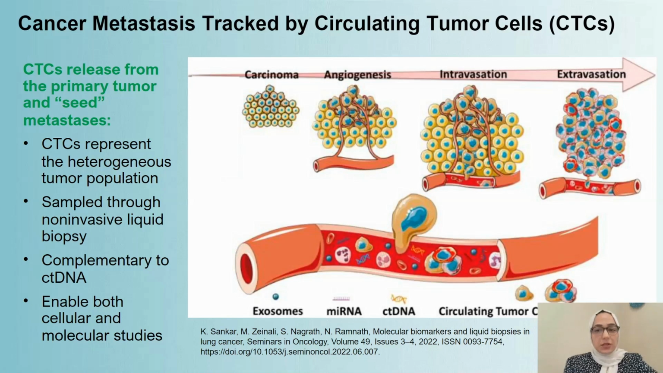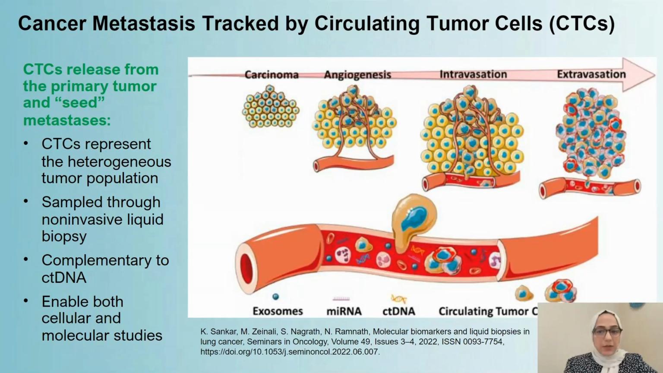Cancer metastases represent the spread of tumor from a primary site to distant locations. During this process, cells intravasate from the primary tumor, enter the blood circulation, and then extravasate to form secondary tumors, as you can see in this figure.